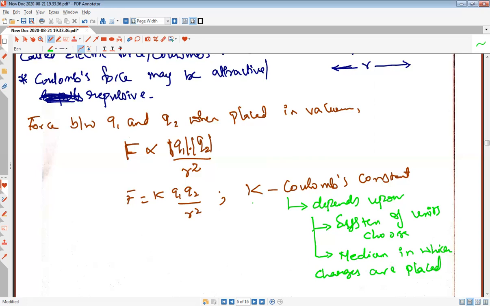The value of K depends upon the system of units used.